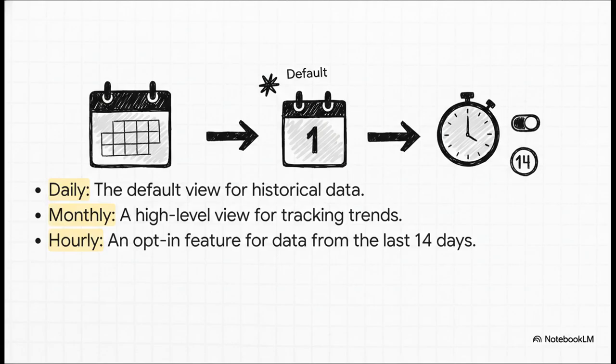Now, understanding time granularity here is absolutely crucial. By default, you're going to see daily data. You can zoom out to monthly for those bigger trends, right? But if you need to get super granular, you can opt in to see hourly data for the last 14 days. And listen, this is an opt-in for a reason. It generates a ton of data. This is a classic exam question, folks, so lock this in your brain. Hourly granularity is an opt-in feature.